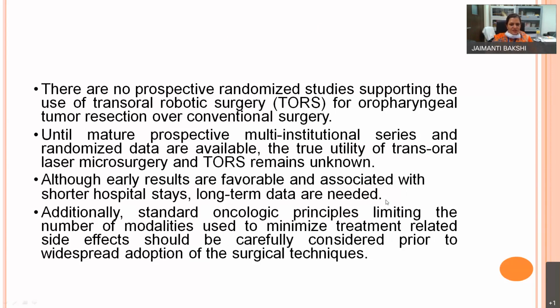Additionally, the standard oncological principles limiting the number of modalities used to minimize treatment-related side effects should be carefully considered prior to widespread adoption of the surgical techniques.